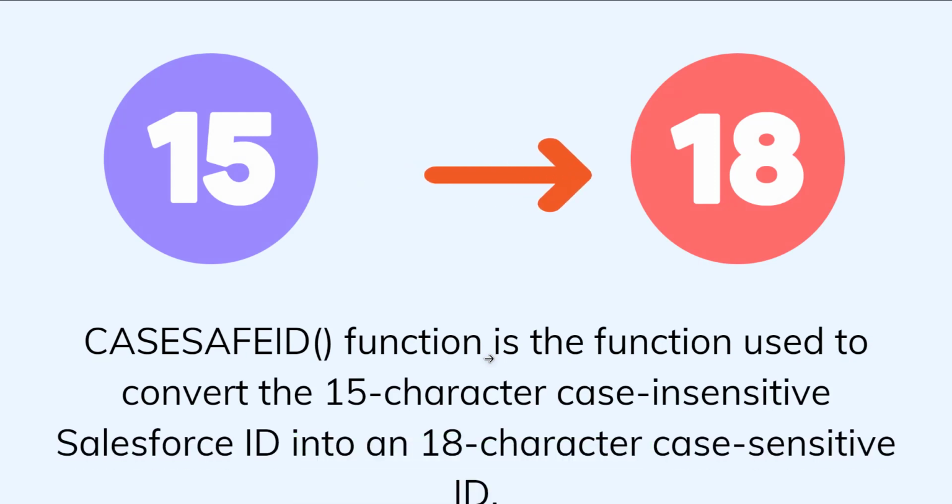The CaseSafeID function in Salesforce is used to convert the 15 character case-sensitive Salesforce ID into the 18 character case-safe ID. It is one of the text type functions of Salesforce, but in Salesforce Classic this function first checks whether it is a valid Salesforce 15 character ID, and if it is, then it only converts it to an 18 character ID. To check the validity, it checks that the ID does not begin with a capital letter.